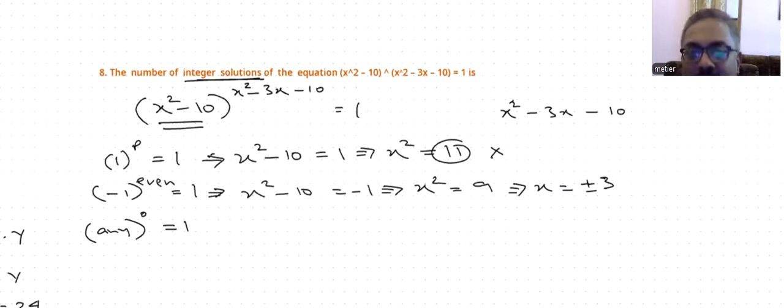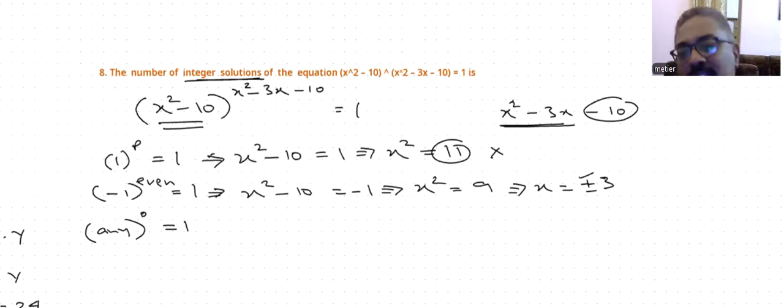Then minus 3 into 3, again 9, 9, 9 cancel. So in the first case, when x is 3, this 9 minus 9 is cancelled out. Minus 10. Minus 10 is even. So plus 3 is accepted.